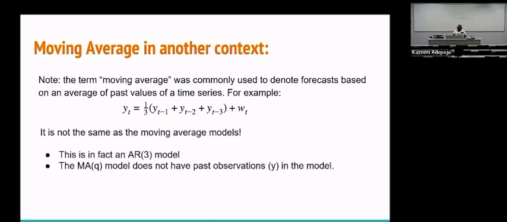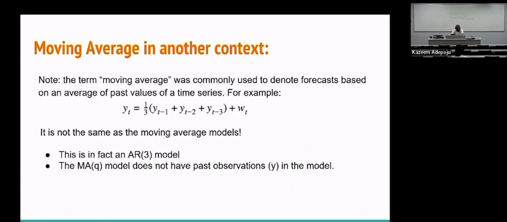Is that not looking like an AR(3)? Because I actually relate the current value to the three previous passes. That's an AR(3). But let me tell you this: the MA model of order q does not have past observations. Does that make sense? In the MA model, we don't consider the past observations. There's no connection between the past and the current.